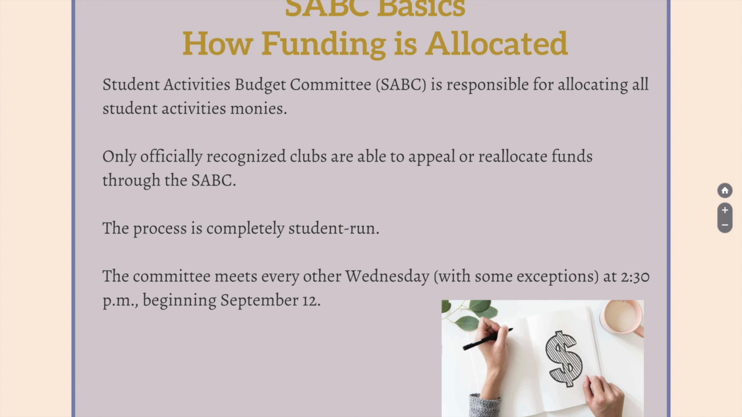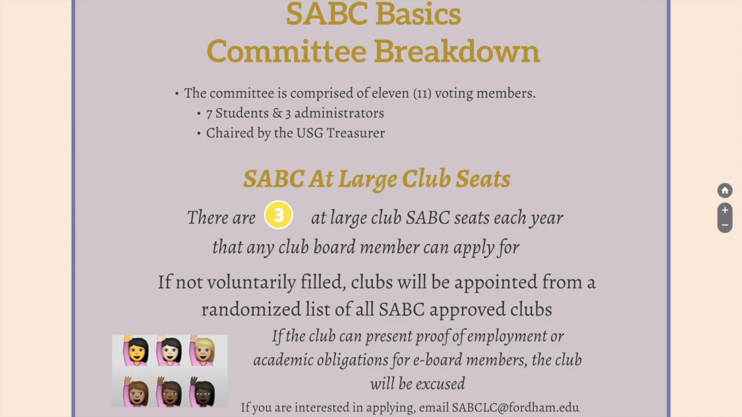The Student Activities Budget Committee is responsible for allocating all student activities monies. Only officially recognized clubs are able to appeal or reallocate funds through the SABC. The process is completely student-run. The committee meets every other Wednesday, with some exceptions, beginning at 2:30, starting September 11th. The SABC committee breakdown. The committee is comprised of 11 voting members, 7 students, and 3 administrators, and is chaired by the United Student Government Treasurer.